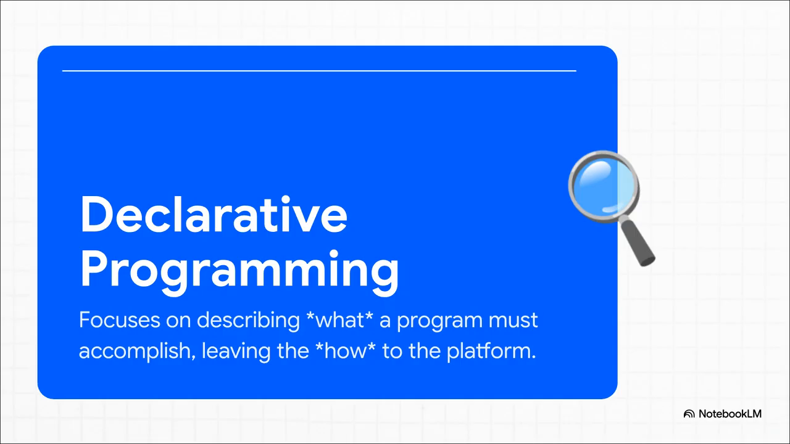And finally, there's declarative programming. This one is all about describing what you want, not how to get it. You just declare your desired end state and you let the platform or the framework figure out the step-by-step instructions. If you've ever written a SQL query or put together a YAML configuration file for Docker or Kubernetes, you've already done declarative programming. You just say, this is the result I want, and the engine does all the heavy lifting.